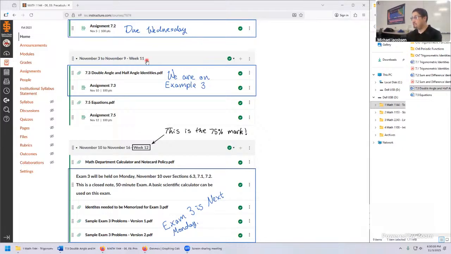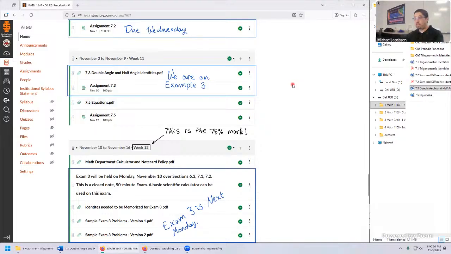Welcome back, folks. So for today's class, we're going to be working on section 7.3. We're on the third example. And probably we'll start section 7.5 as well today. These will be the main two sections we'll be working throughout this week to stay caught up with the syllabus.